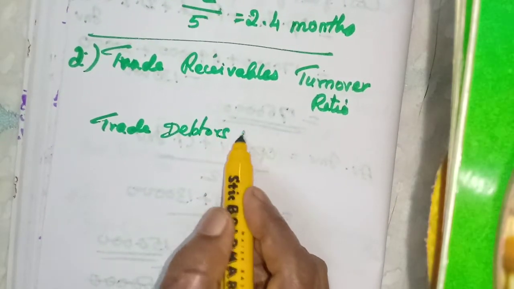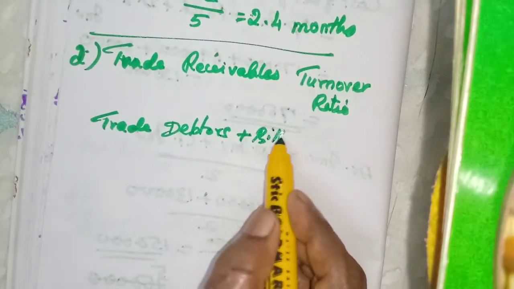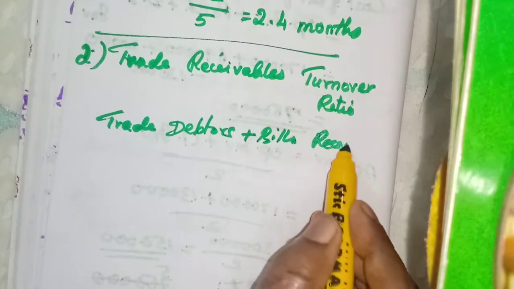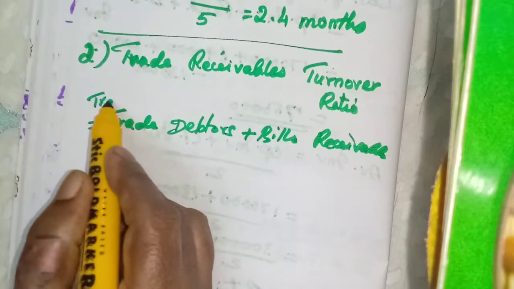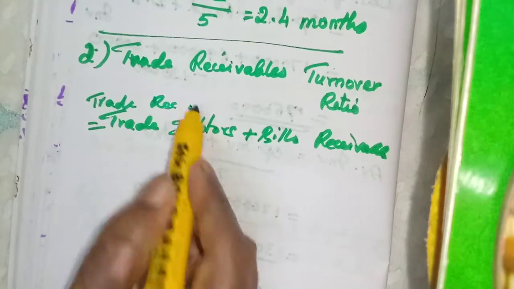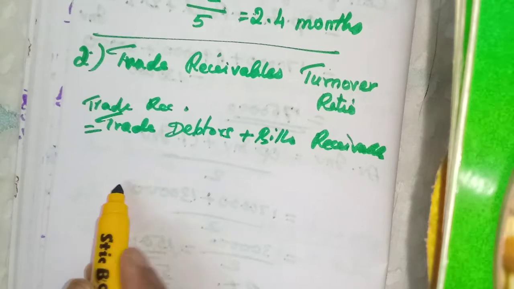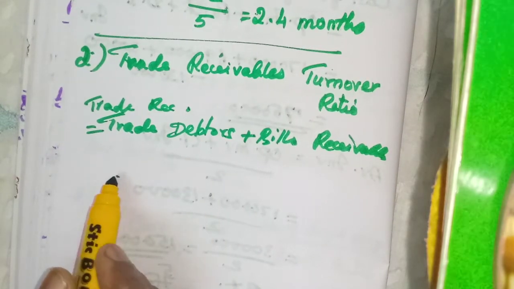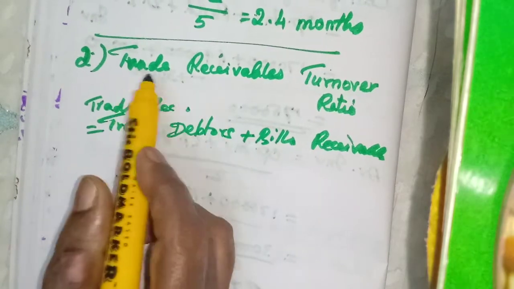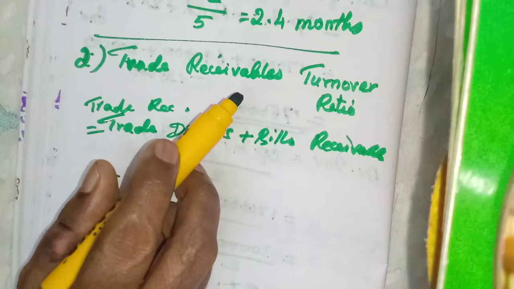Trade debtors and bills receivable, these two together are trade receivables. Okay, trade debtors plus bills receivable, these two. Then what is the purpose of preparing this ratio, the trade receivables turnover ratio?